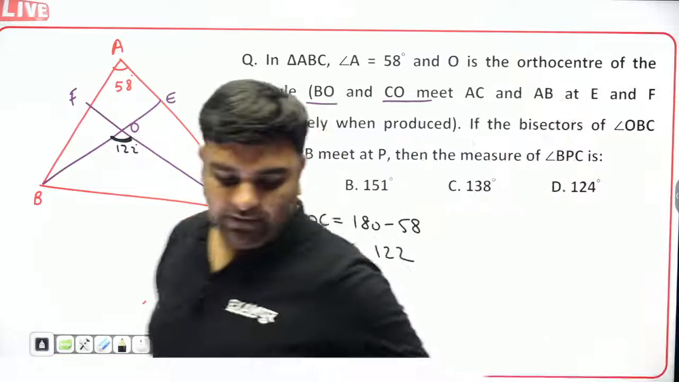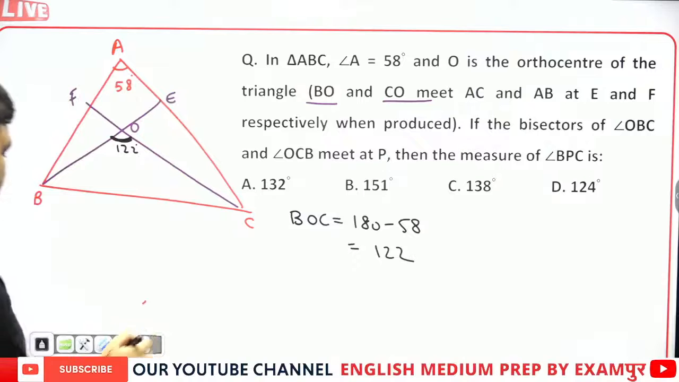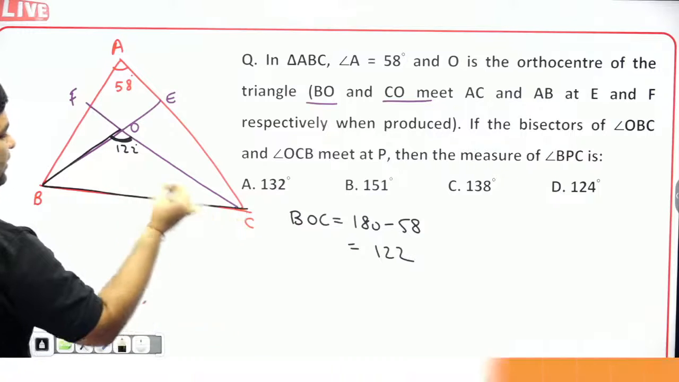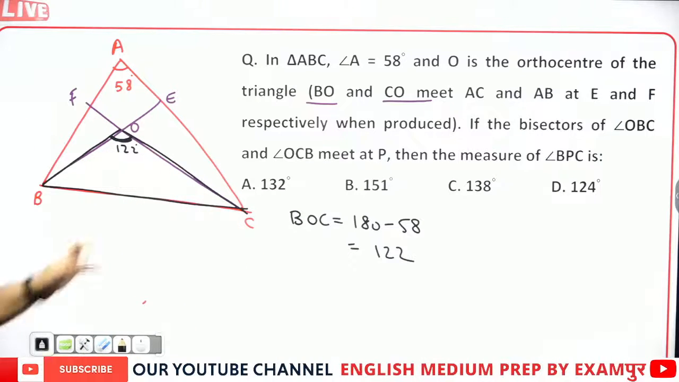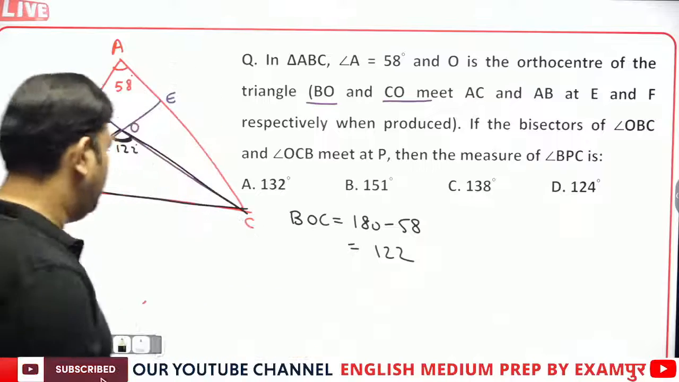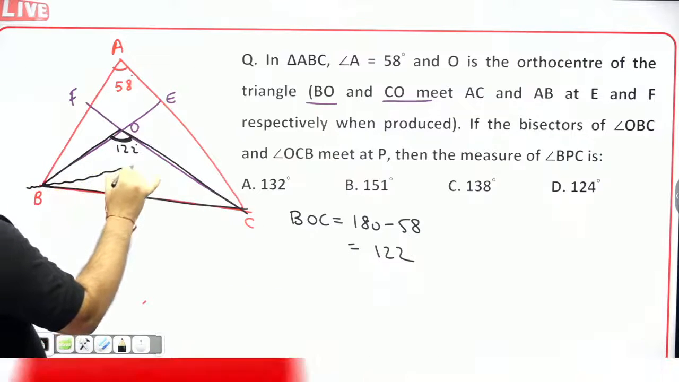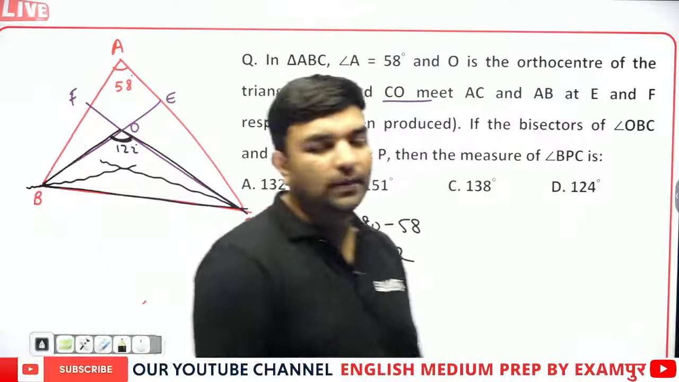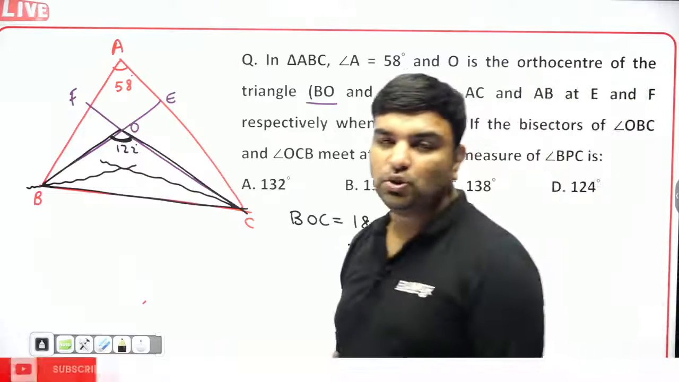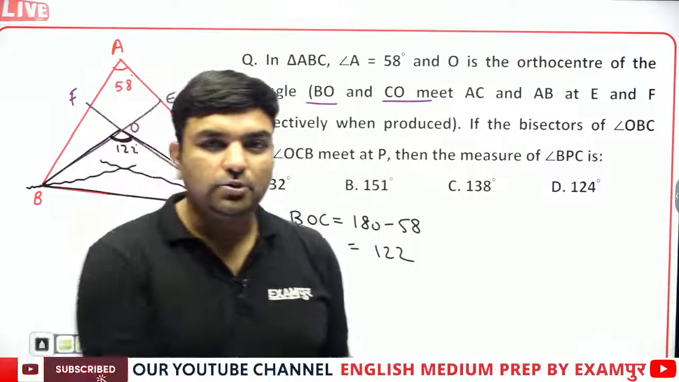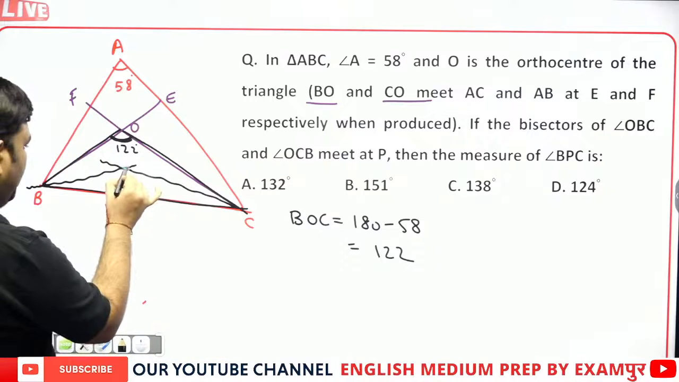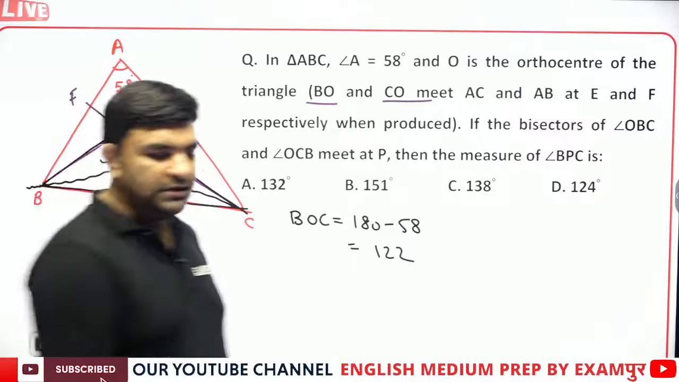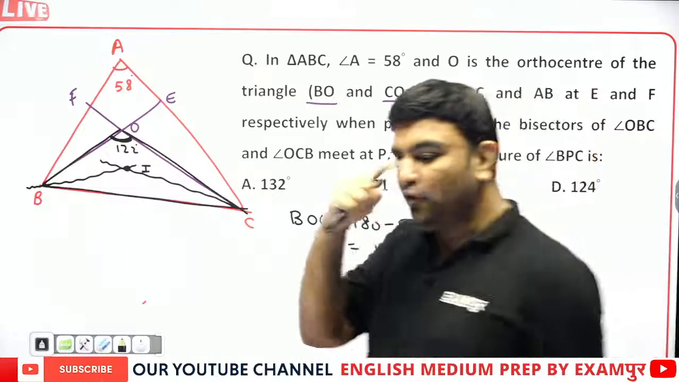Now we are interested in triangle OBC. Now we will draw the internal angle bisectors of OBC and OCB. So again, this point of intersection would be the incenter for this triangle.